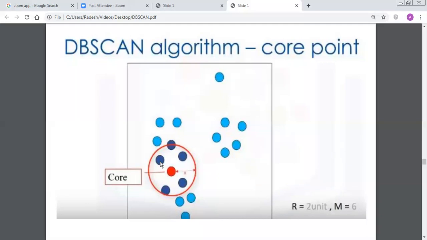It is meeting the criteria of 6. We have drawn a circle with radius R equal to 2 units, and it is meeting the minimum criteria of 6. So this particular point is becoming the core point. Now it is the core point, because around that particular point we have 5 other points.